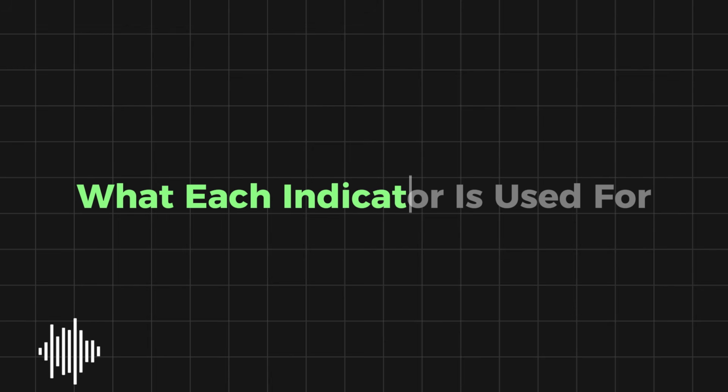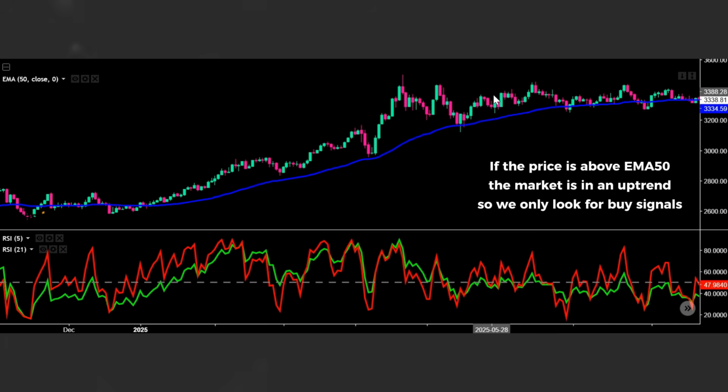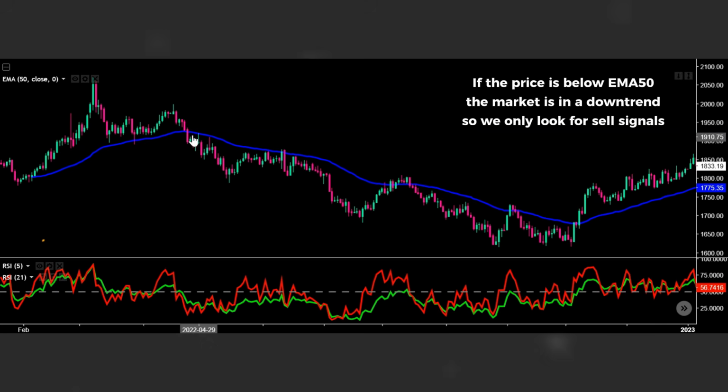What each indicator is used for. Okay, now let's look at the 3 tools on our chart and what we use each one for. First, EMA 50. This is our trend filter. It helps us understand the main direction of the market. If the price is above EMA 50, the market is in an uptrend, so we only look for buy signals. If the price is below EMA 50, the market is in a downtrend, so we only look for sell signals.